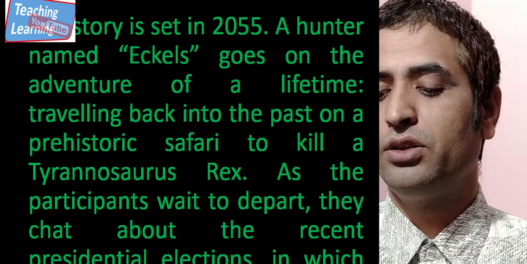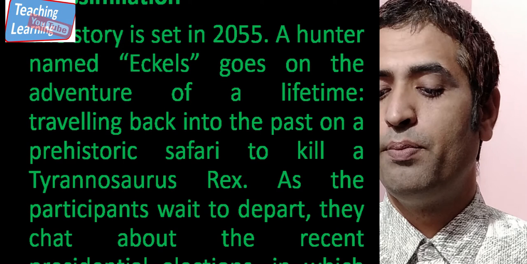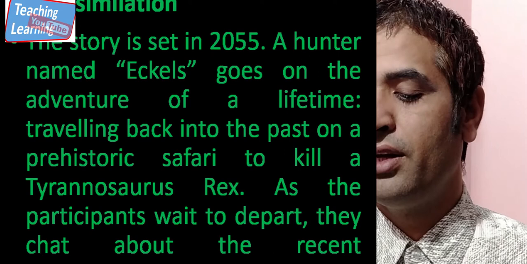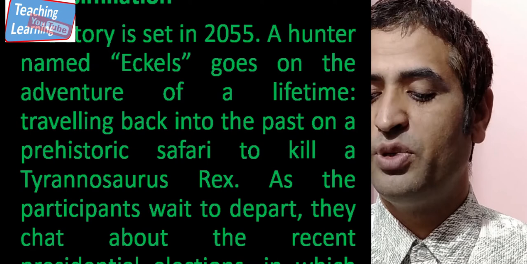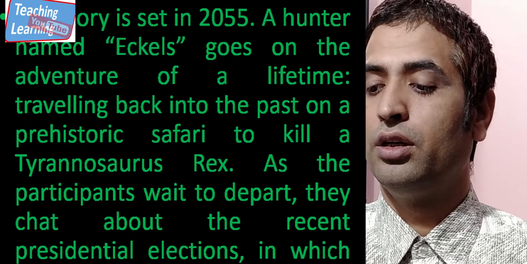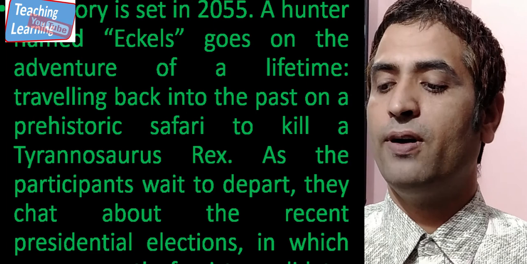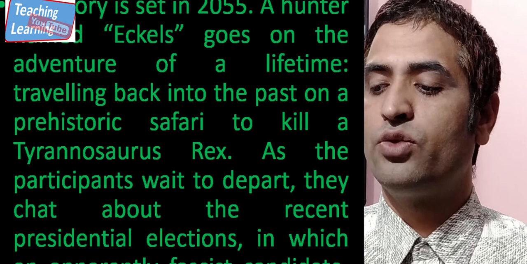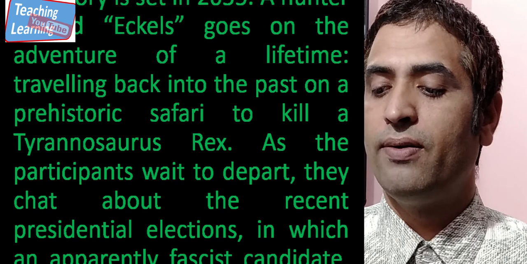As the participants wait to depart, they chat about the recent presidential election, in which an apparently fascist candidate, Deutscher, had just been defeated by the more moderate Keith, to the relief of many people. The two guides kill the dinosaur, and shortly afterward, the tree that would have killed the dinosaur in the absence of human intervention falls on the crops.